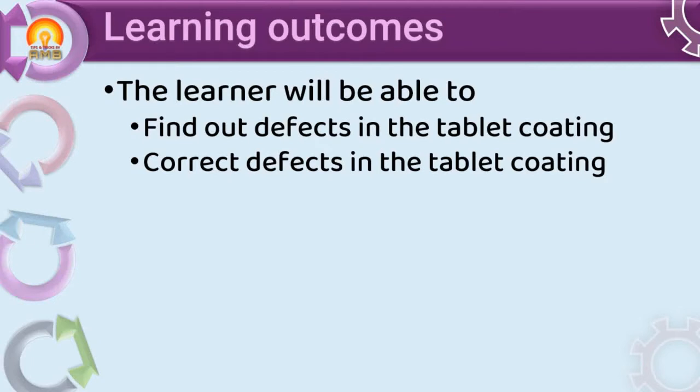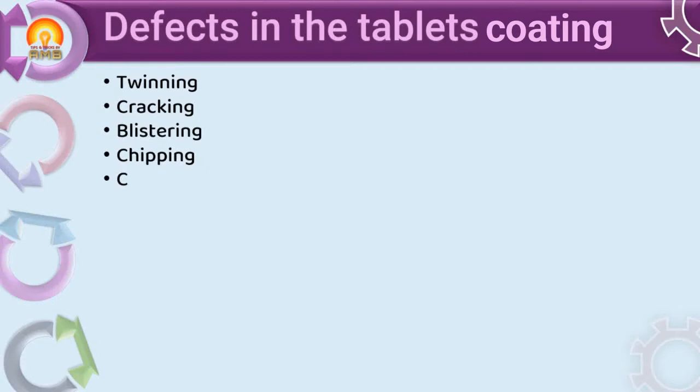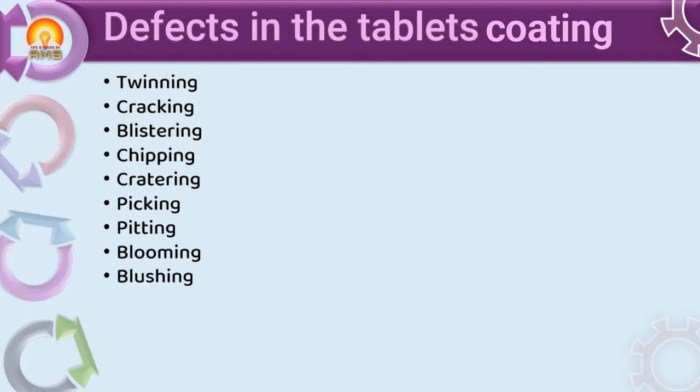So, let's see the defects which occur during coating of tablets. During coating of tablets, the defects can occur as twinning, cracking, blistering, chipping, cratering, picking, pitting, blooming, blushing, mottling, infilling and orange peel. We are going to discuss these defects one by one.